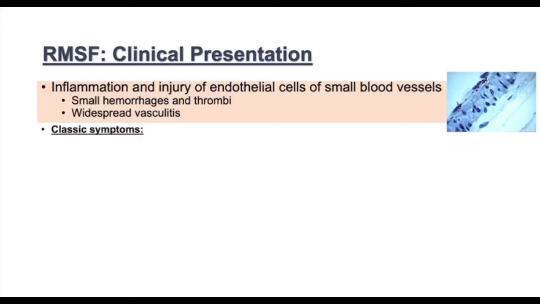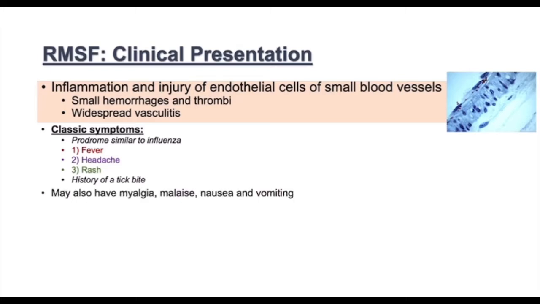The classic symptoms of Rocky Mountain spotted fever are a similar prodrome to influenza. The first classic symptom is a fever, the second is a headache, and the third is a rash. So the classic symptoms are actually in the name, Rocky Mountain spotted fever, spotted for rash, and the fever. And if you see fever, headache, and rash in a person with a history of a tick bite, think Rocky Mountain spotted fever. A person may also have myalgia, malaise, nausea, and vomiting.